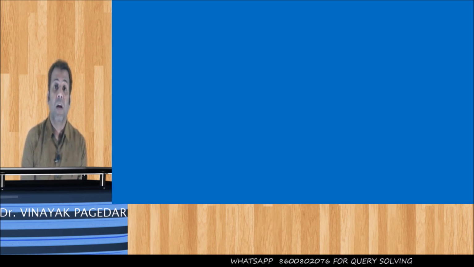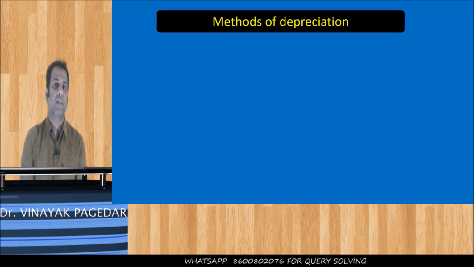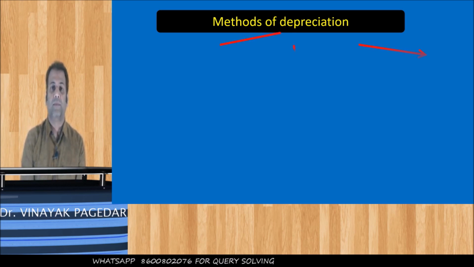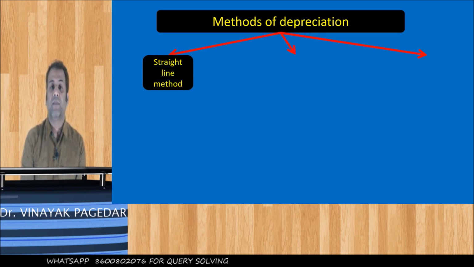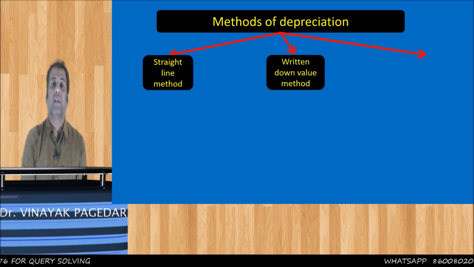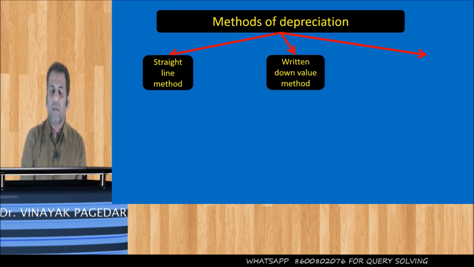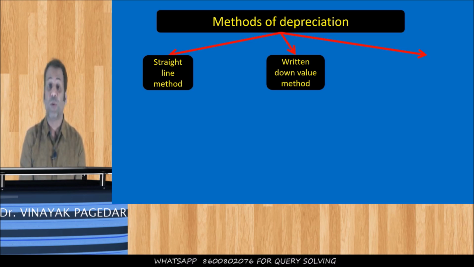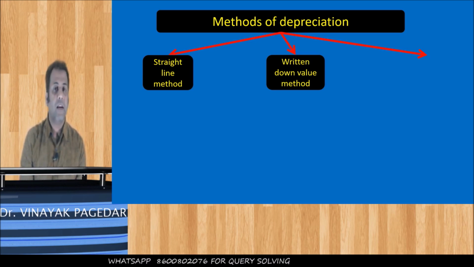Now, what are the different methods of depreciation permissible under the Act? Number 1, the straight line method. Number 2, the written down value method. Only the straight line method and the written down value method are accepted by the Income Tax Act. In accountancy, we learn about various methods. You must have studied sinking fund. You must have studied the annuity method. Income tax does not permit these methods.